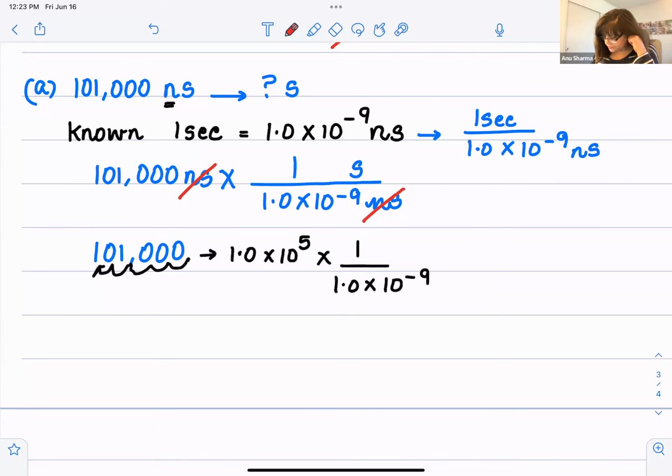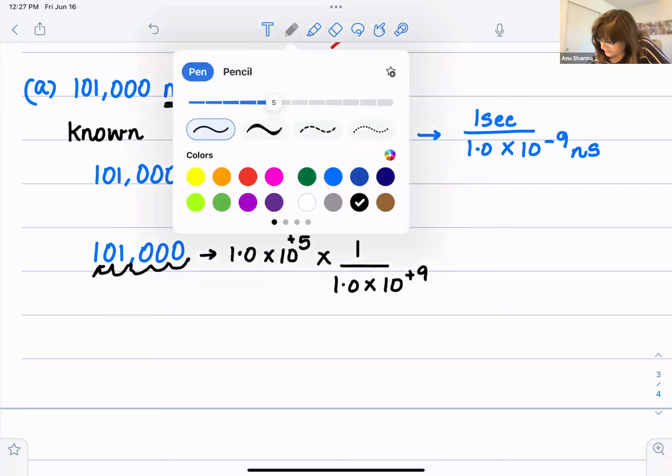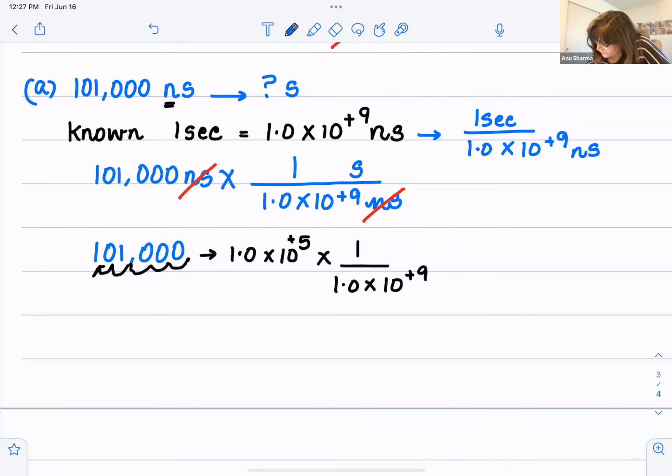Nanoseconds cancel out, and you get this. So just let me finish the calculation on this one. Hold on. Okay, so sorry, I had the wrong exponents here. So 1 second is 1.0 times 10 to the power positive 9 nanoseconds. Okay, so that's the thing that I was confused about. So sorry about that. So anyway, now we have this number, which is in the standard notation, right?